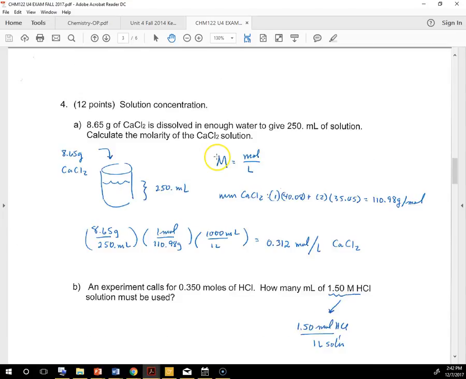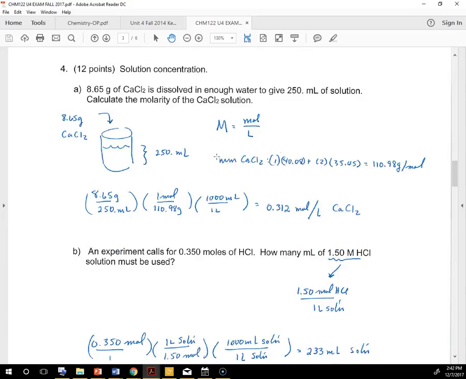Okay, so down here, A and B were each 6 points apiece. So for A, we have a mass of calcium chloride that's being dissolved in a given volume of solution, and we're supposed to knock out molarity. So in my classes, remember, you always have to show all of your work. So we're going to need the molar mass of CaCl2, so I knocked it out right here.